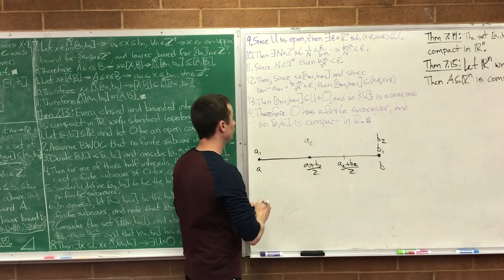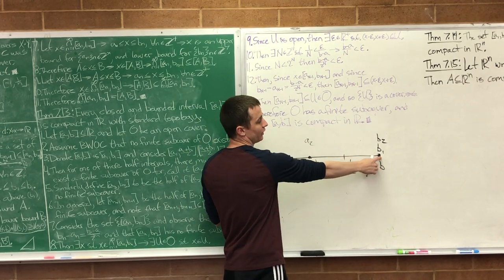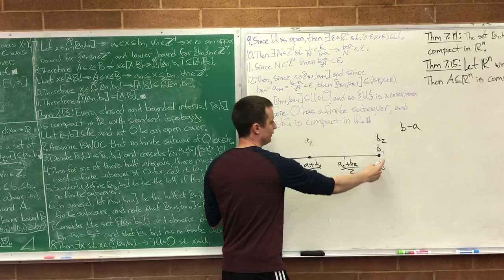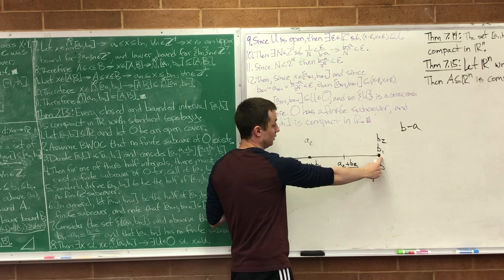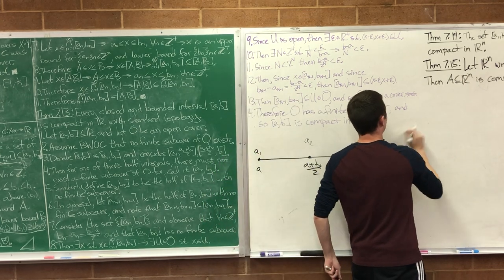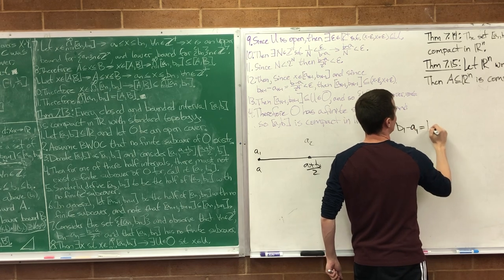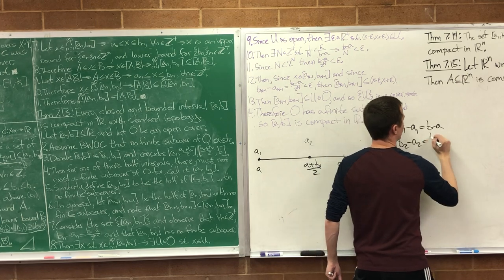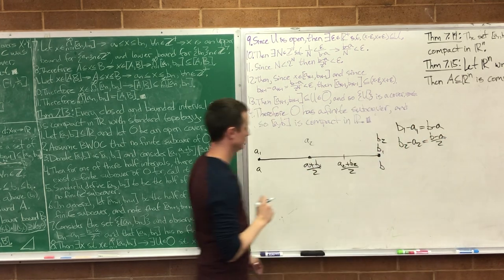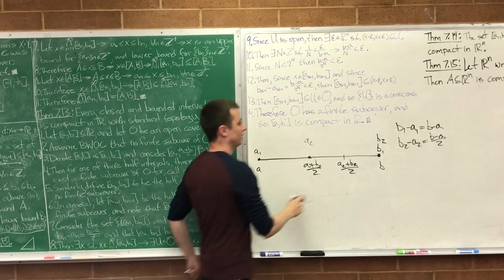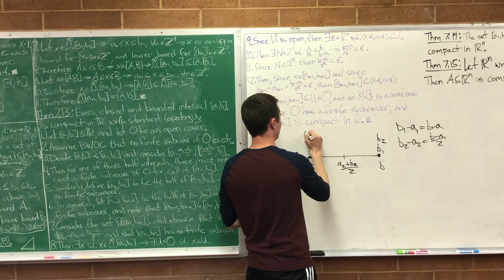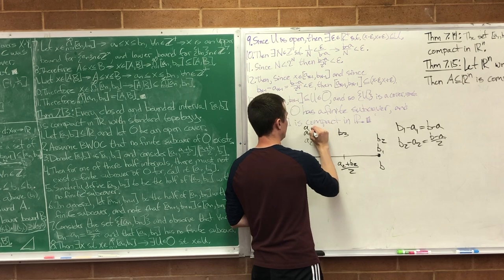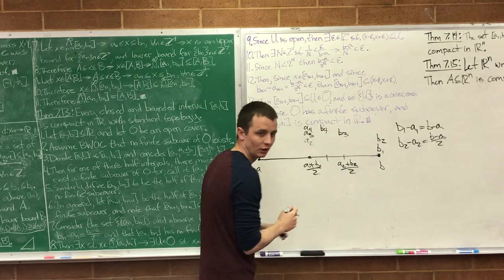And notice, what was the size of my first interval? This interval is b minus a. So b1 minus a1 was equal to b minus a. b2 minus a2 was equal to (b minus a)/2. Now, let's pretend we chose this half. So here's [a3, b3]. And then let's pretend we chose this half. So here's [a4, b4].